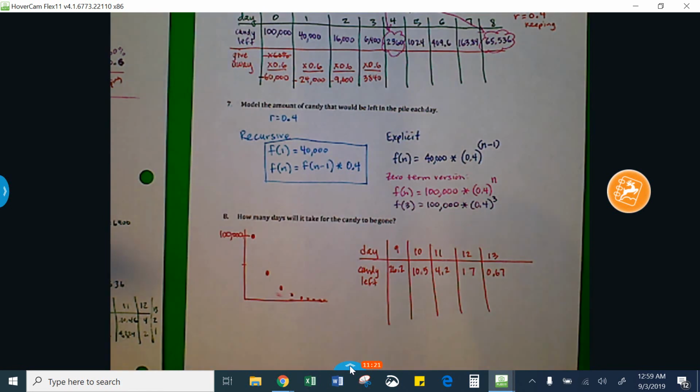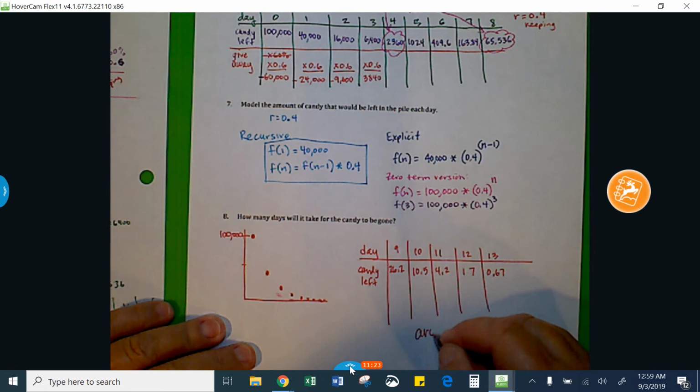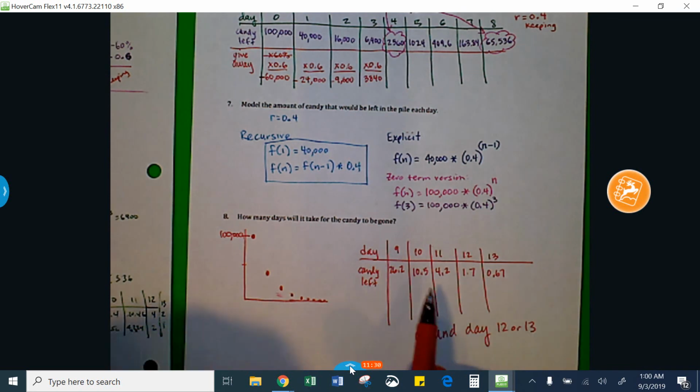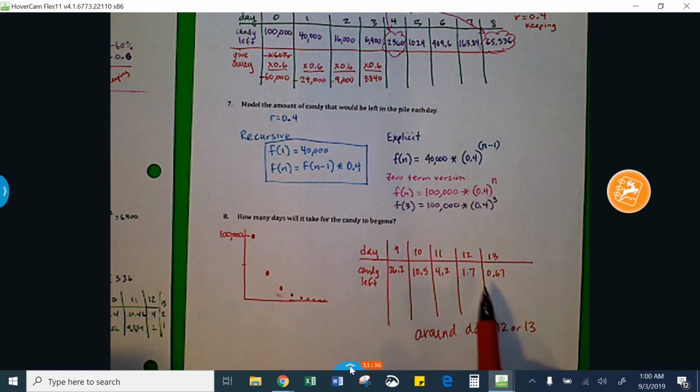So when do we give out a candy? I would say around day 12 or 13. You know, when we have decimals coming in here, if we were really giving away these whole pieces of candy, we wouldn't have these decimals. So I'm not quite sure if it would turn up in day 12 or 13. Probably 13. But you could map it out without the decimals and tell.